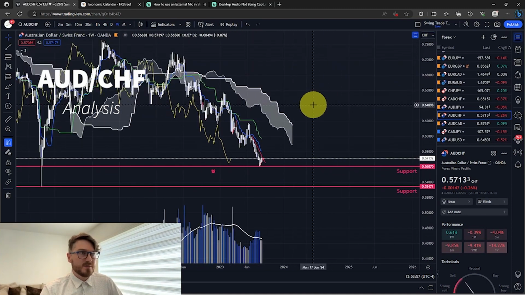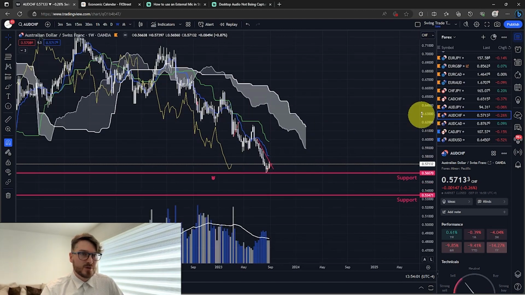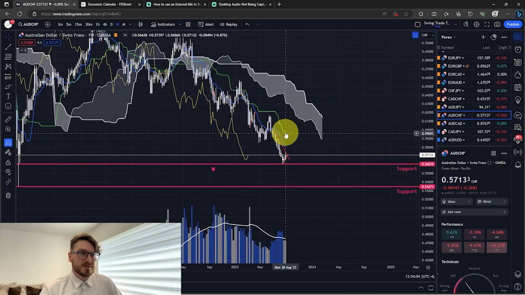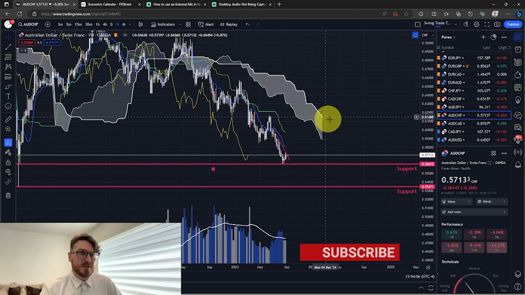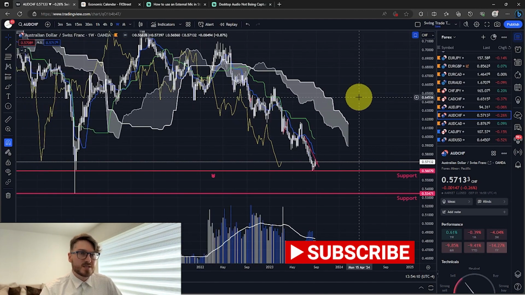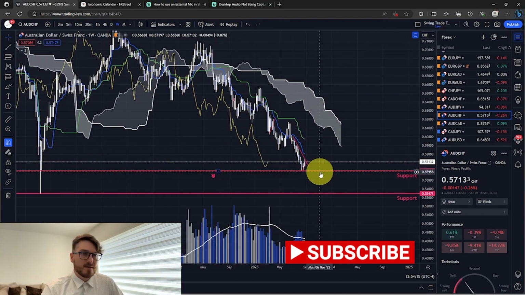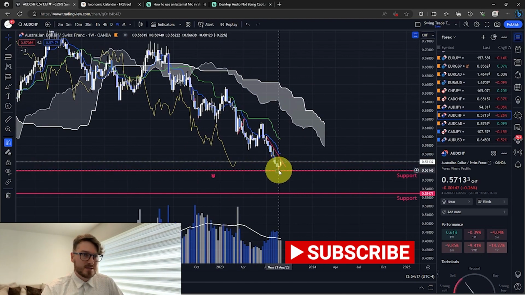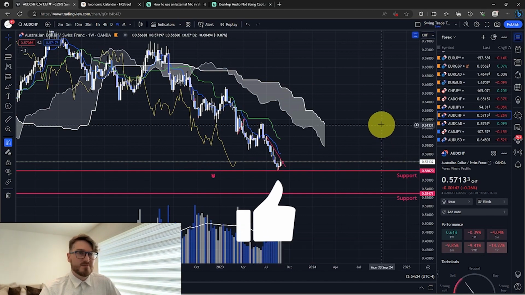Okay, guys, this is Australian dollar, Swiss franc, and we are looking at a bearish trend here. Price is below the Tenkan-sen, Kijun-sen, Senkou Span A and B, and everything's pointing down. So overall, this is a pretty strong trend. However, we are heading into this support here, and it looks like price is starting to bounce from this level. This support level is the 0.56070 level.